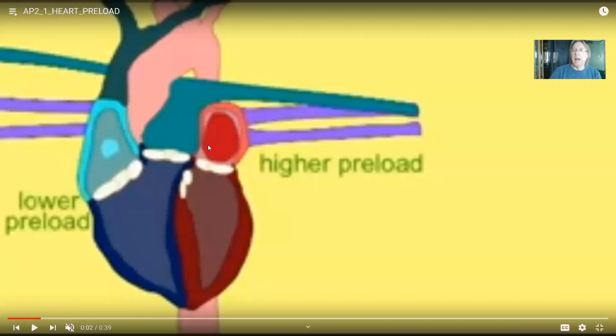So starting with preload, this is simply asking the question, how full is a ventricle before it starts to contract? And so if my ventricles are about to contract, how much blood is in there? Well, this can vary with what is called preload. So the question is, these ventricles, before they contract, how much blood is in them? How full are they? That's what's called their preload. And it turns out sometimes they can have a higher preload, sometimes they can have a lower preload.